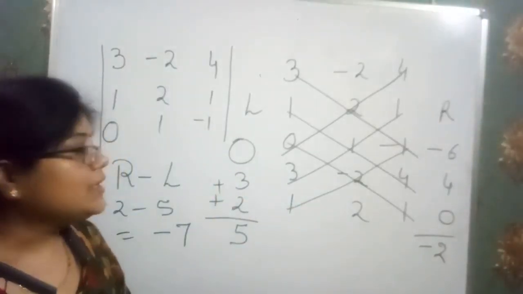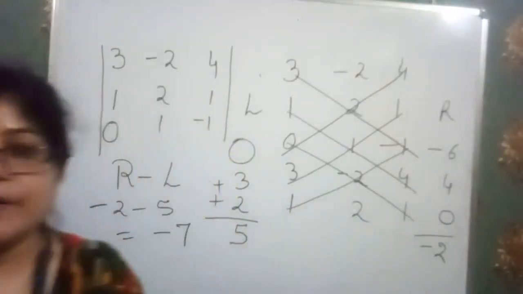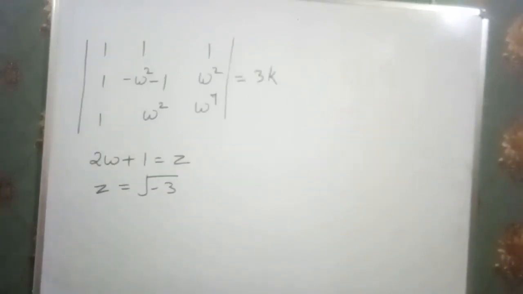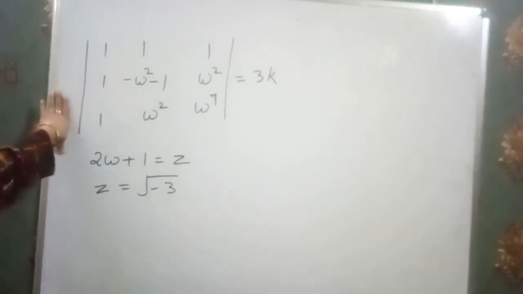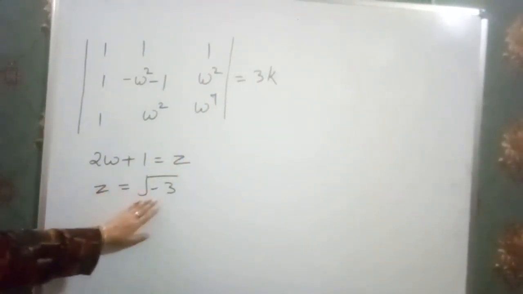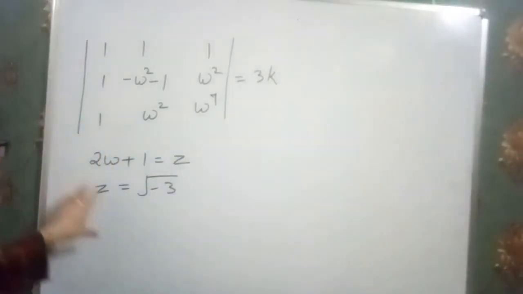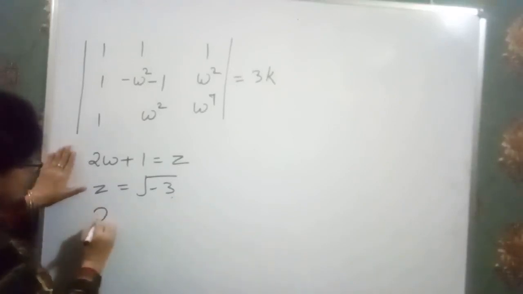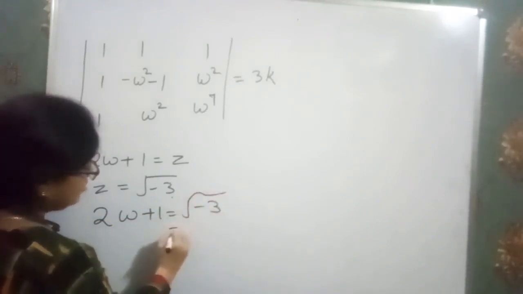Now I am taking another question from the previous years' papers. Now we have the first question where it is given in the form of a determinant and it is equal to 3k, where 2 omega plus 1 is equal to z and z is equal to under root minus 3, and we have to find the value of k. Now just observe this one. z is equal to root minus 3, so that we have 2 omega plus 1 is equal to under root minus 3, which is under root 3 i.